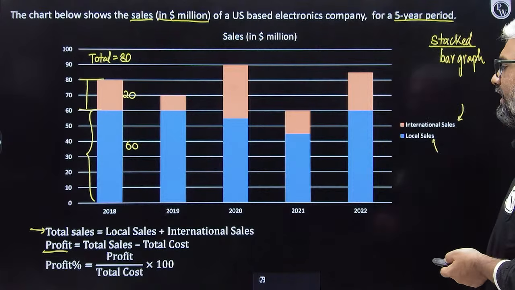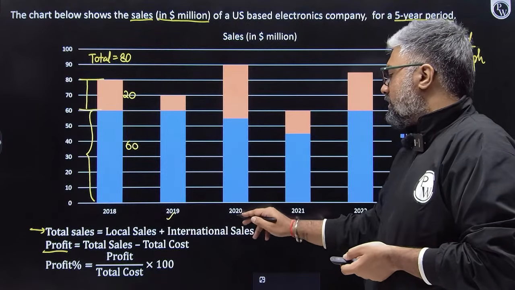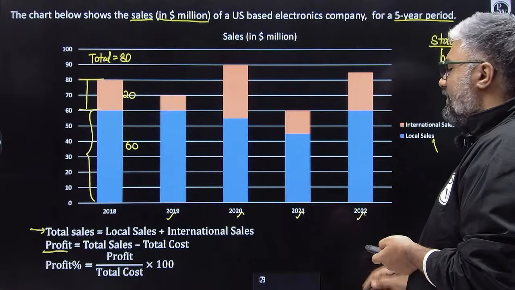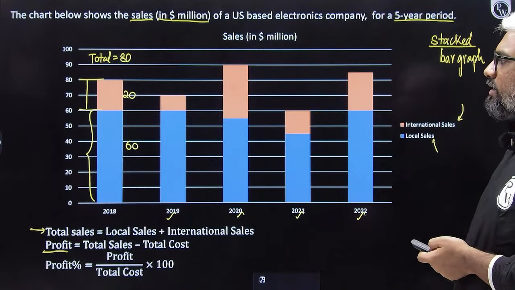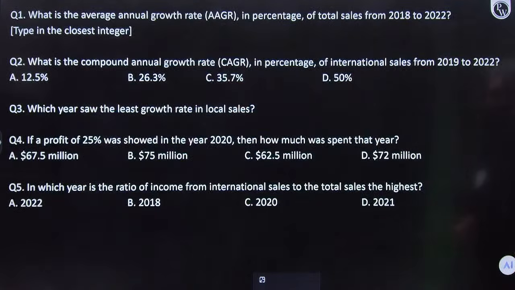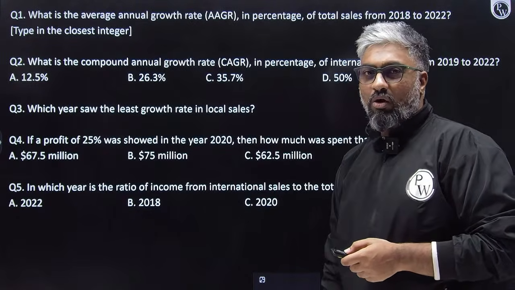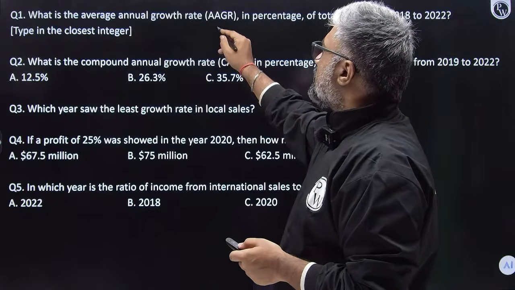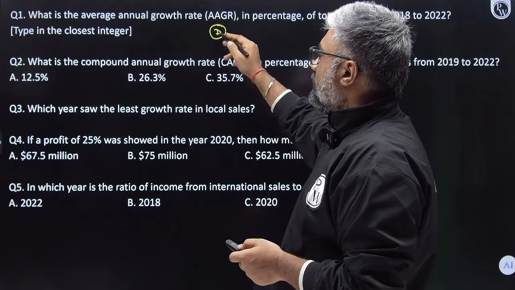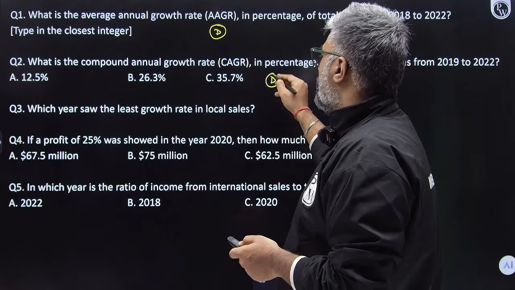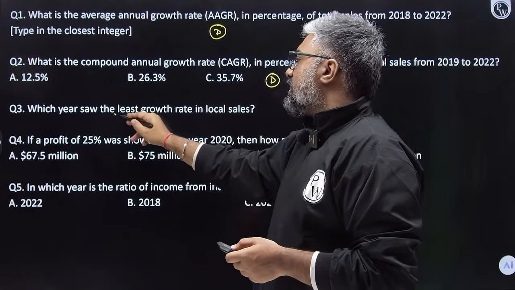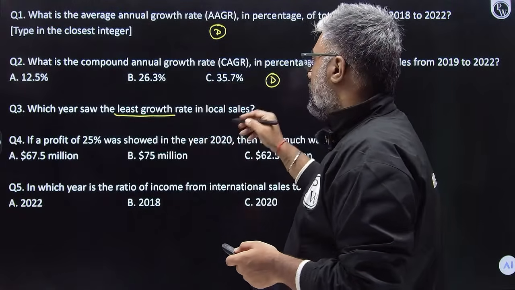Got it? So we can get this data for 2019, 20, 21 and 22. Let's have a quick look at the questions. There are 5 questions. All 5 questions are definite? No. The first one is definite. The second one is definite. The third one is indefinite. They're asking least growth rate.